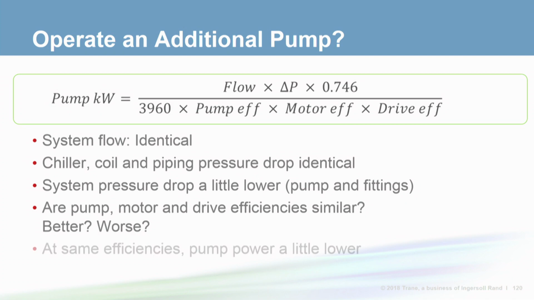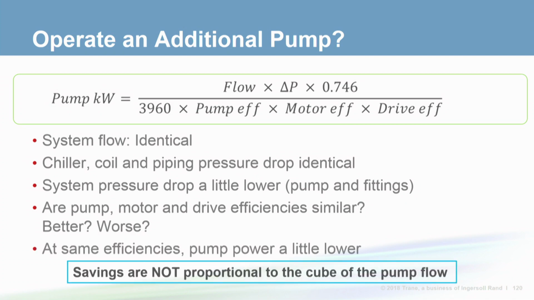Now, as long as combined efficiency is the same or better, the result is pump power that is a little lower due to the system pressure drop being a little lower. So operating an additional pump is likely okay, but the savings are not even close to the cube of the flow. So just remember the advice. Think.